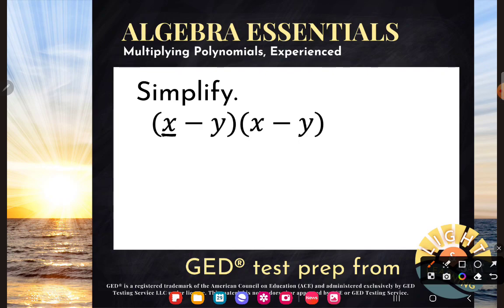So starting with the first term in the first parentheses, we're going to multiply it and pass it out to every term in the second parentheses. So x times x, careful guys, it's not just x, it's x squared. We use exponents to keep track of repeated factors. And now I'm not done with that x yet. I have to pass it out to the second term.